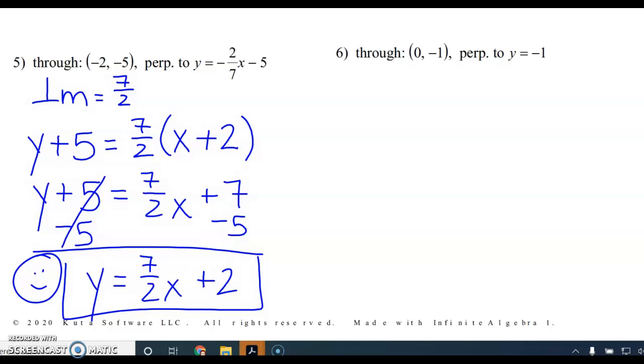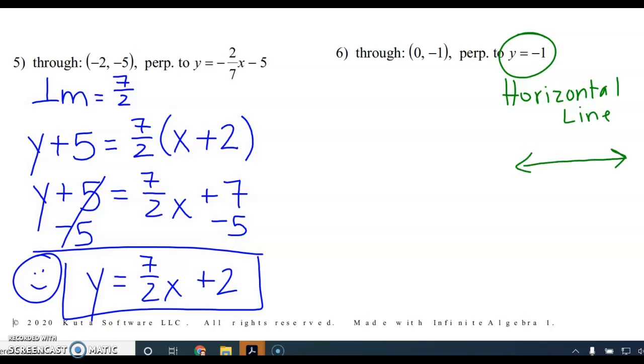Our last one here is a special case one, right? So we have y, no x. Remember when you have y, no x, you are a horizontal line, right? So think about this. If I want to be perpendicular to a horizontal line, I have to be a vertical line, right?